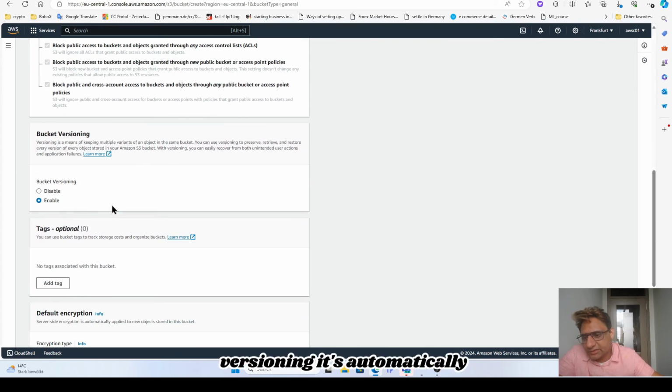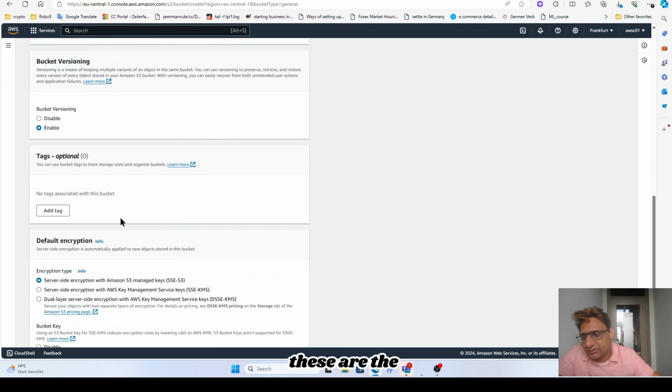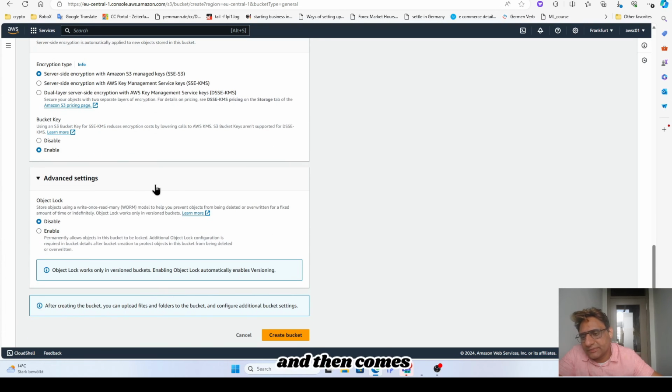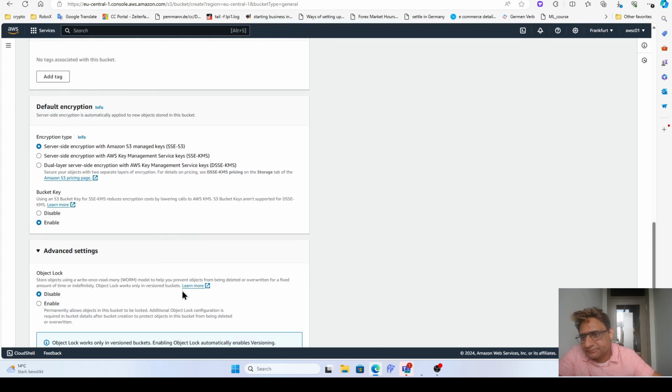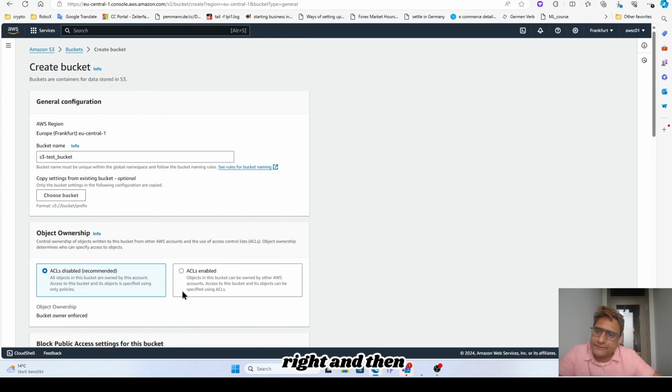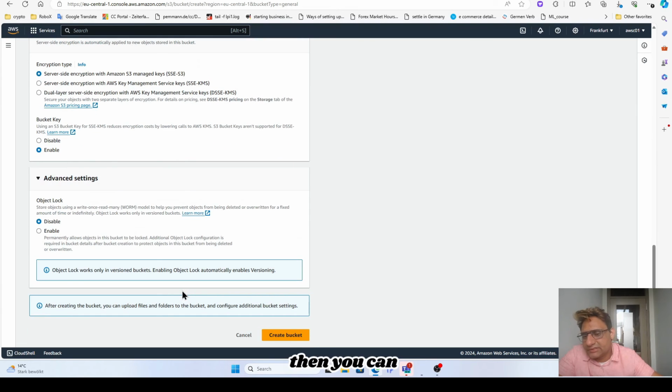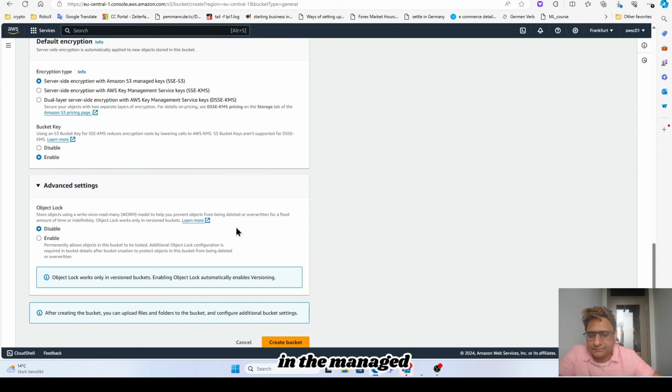If you enable versioning, it automatically creates a version of your bucket and stores it, right? These are the options we have seen already. Tag is optional. You can use it if you want to. There are different encryption methods you can use, and then comes object lock, right? And then once you create the bucket, you can see some stuff in the manage tab.